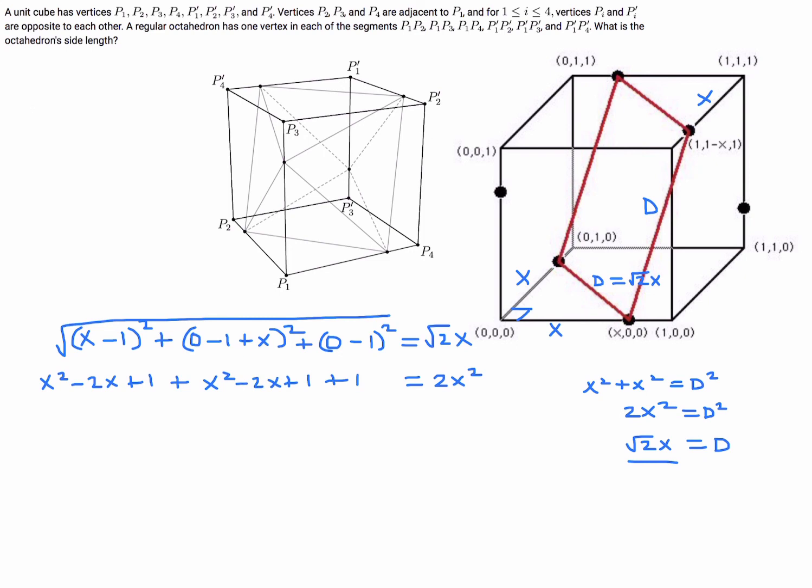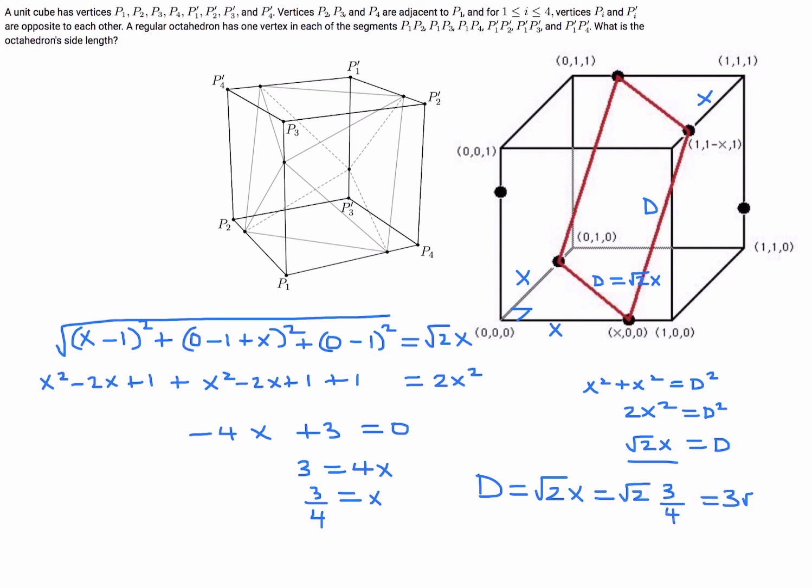So now it looks like the x squareds cancel, so this becomes very easy to work with: 4x plus 3. All right, well that means that 3 is equal to 4x, and therefore x is equal to 3 over 4. So our d, which was root 2x, is really root 2 times 3 over 4, or you can just write it as 3 root 2 over 4. And that is the side length of the octahedron.